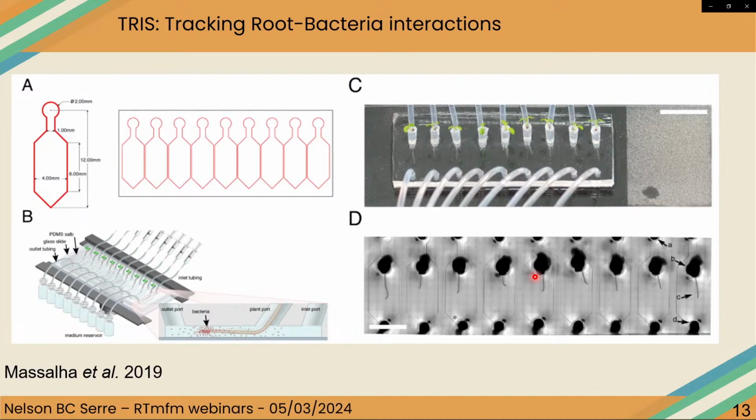And in a more recent one, they use the same technique to grow the root in the chip, so with this pipette tip filled with agar. And then the root finds its way to a big chamber where they inject bacteria, and then they can look at what's happening at the microscopic level between bacteria and the root.